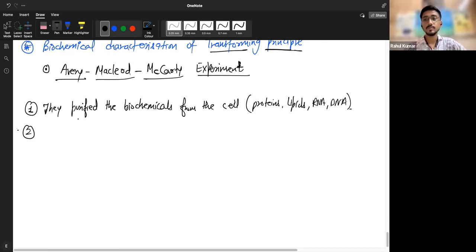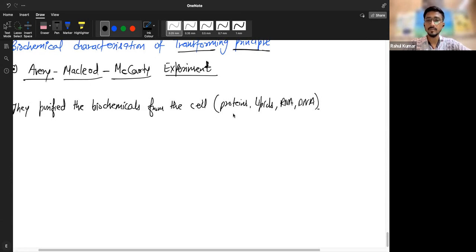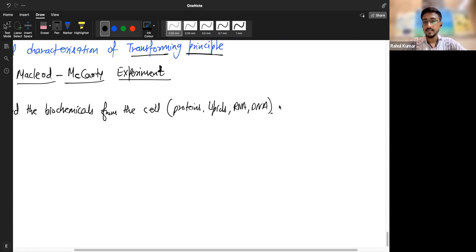Okay. So what they will do is they will grow the R strain bacteria in the presence of just the proteins taken out from the S strain. So they purified the biochemicals from the cell of S strain bacteria. You understand?